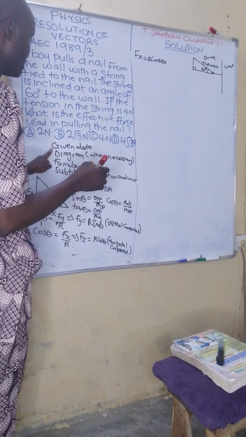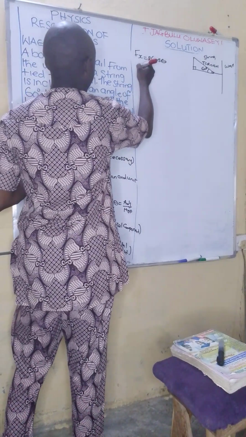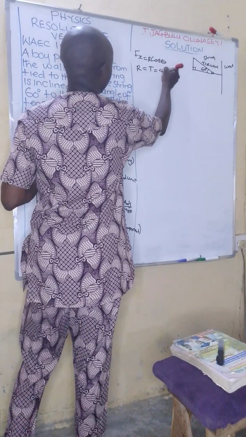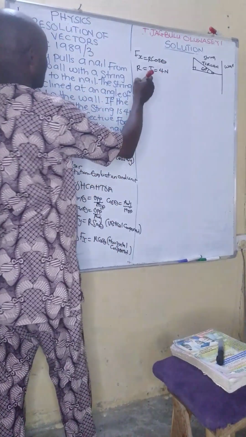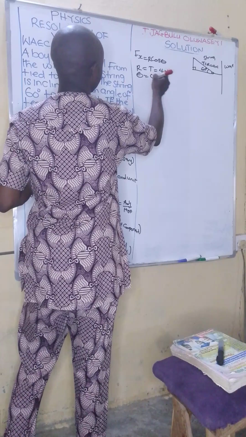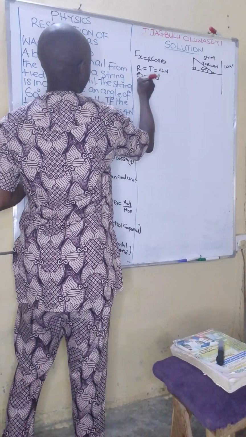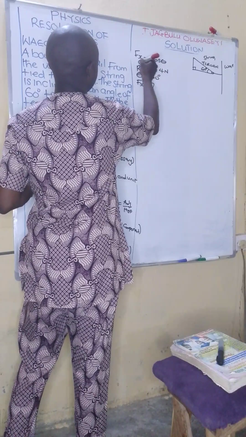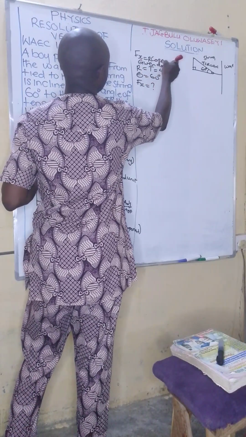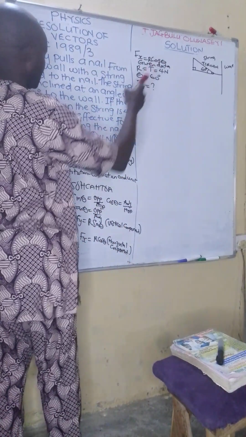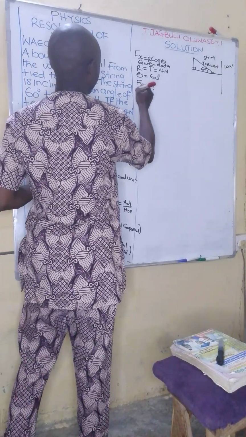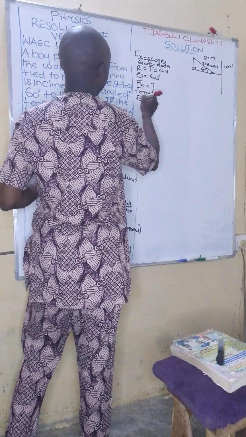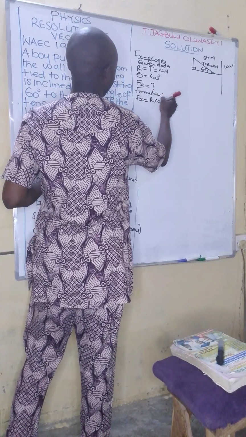But now let's bring out our given data. Look at it. Our R is equal to what? T, which is equal to 4 Newton. Then our theta is equal to 60 degrees. Then our Fx is unknown. So this is the given data. The next, we have drawn our diagram. Then the formula. The formula to use is Fx is equal to R cos theta.